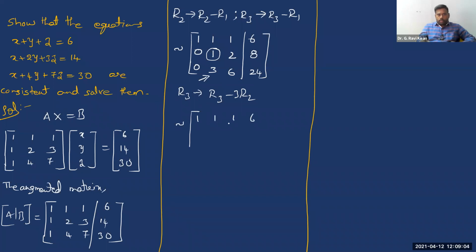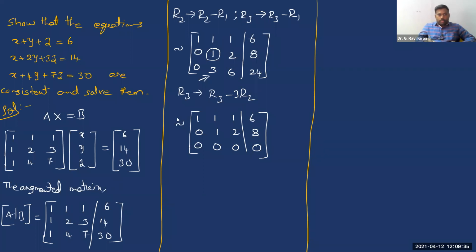1, 1, 1, 6, 0, 1, 2, 8. And then see how much you are getting here. It is 0 minus 0. Then 3 minus 3, 0. Then 6 minus, when you multiply R2 with 3, we'll get 2 into 3, so 6 minus 6, 0. And luckily, we are getting the next element also 0. 8 times 3 is 24, 24 minus 24 is 0. We'll get this row completely as zeros.